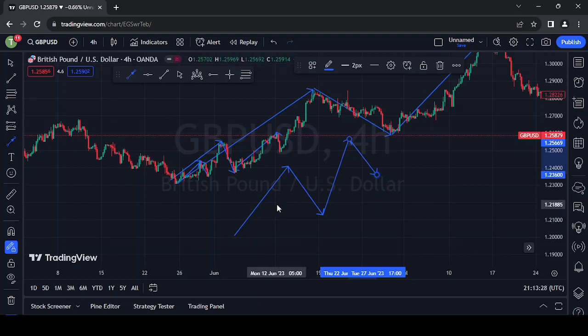What type of order flow? A bullish order flow. Now within this bullish order flow, you can have an uptrend. What is the uptrend?